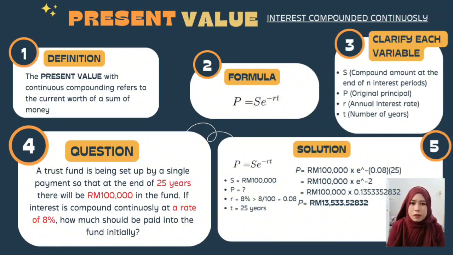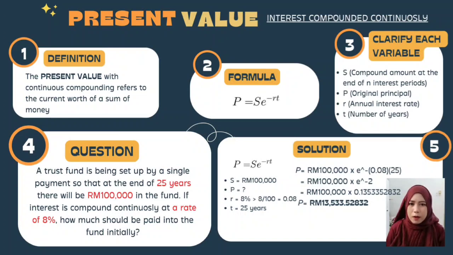The question is: a trust fund is being set up by a single payment so that at the end of 25 years there will be Rm 100,000 in the fund. If interest is compounded continuously at the rate of 8%, how much should be paid into the fund initially? Then we will use the formula P equals S e to the power of negative RT, where S is Rm 100,000.